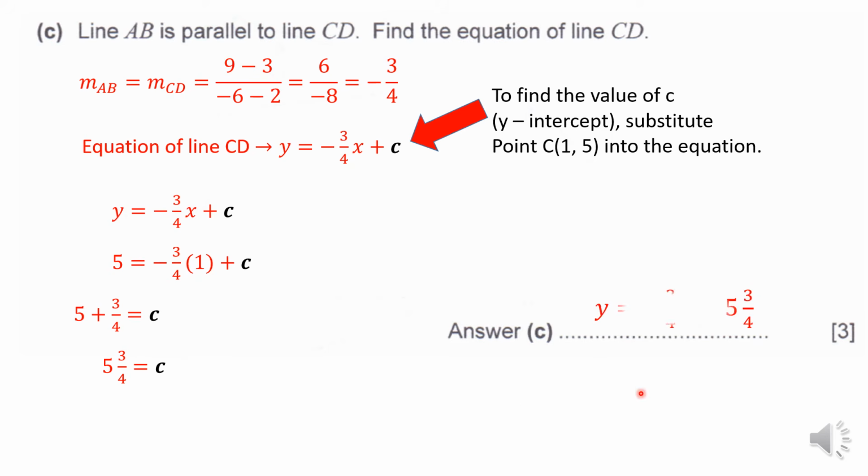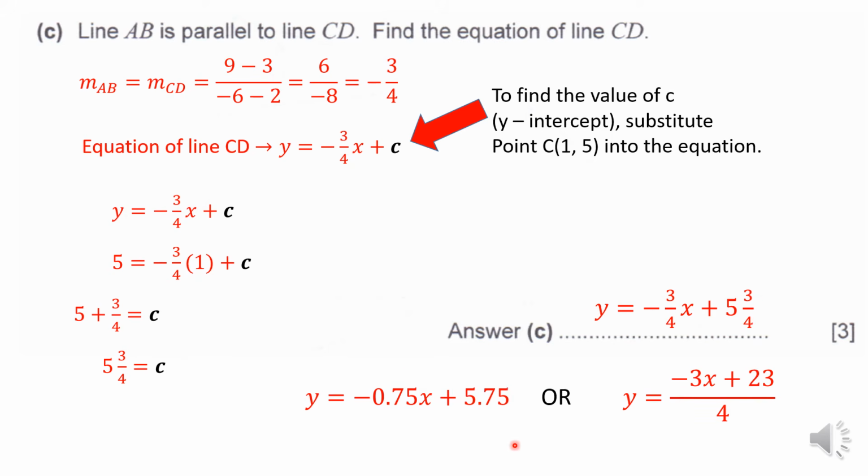So now my equation is complete. It's y equals minus 3 over 4x plus 5 3/4. Now it's totally up to you how you want to leave your answer, as decimals or everything all over 4. It's totally up to you. Okay, so you can definitely decide.